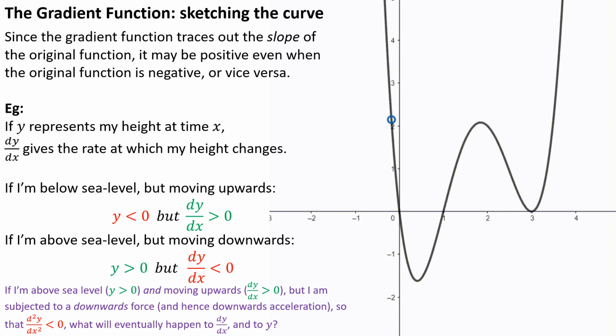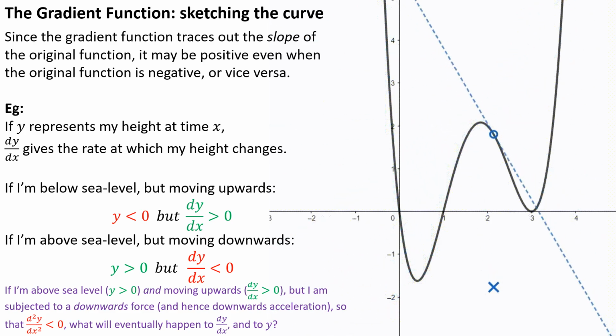Now, this is the thing that's really going to make you think. If you're above sea level, so y is greater than 0, and you're moving upwards, so dy by dx is also greater than 0, but you are subjected to a downwards force, and hence a downwards acceleration, so that d2y by dx squared is less than 0, what will eventually happen to dy by dx and to y?